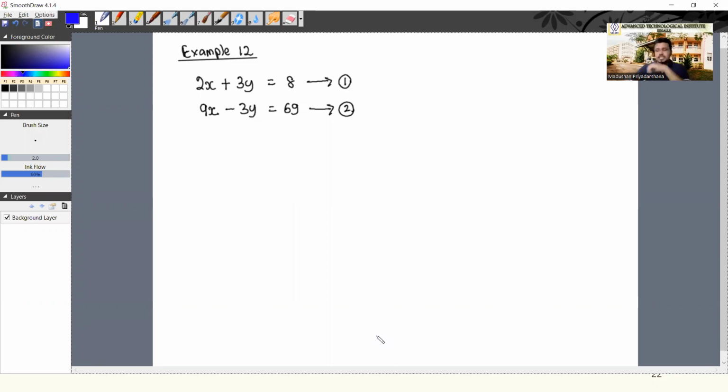Right. So here, if we take example number 12, there are 2 unknowns. Those are what? X and Y. So the first thing we need to do is make the absolute value of one of these 2 variables similar.